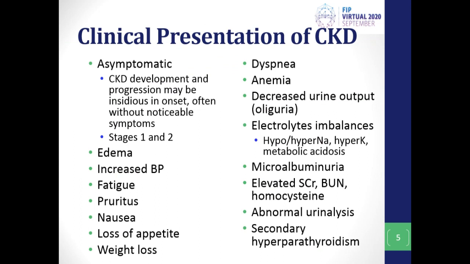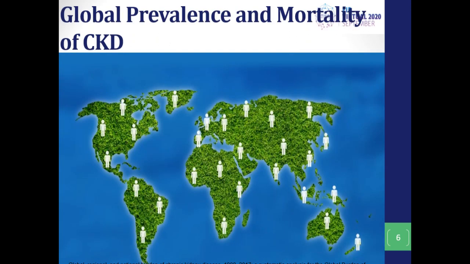Moving to clinical presentation of CKD, early CKD has no symptoms. A person can lose up to 90% of his kidney function without any sign. However, once symptomatic, symptoms may include edema, increased blood pressure, fatigue, pruritus, nausea, loss of appetite, weight loss, dyspnea, anemia, oliguria, in addition to electrolyte abnormalities, microalbuminuria, elevation in serum creatinine and homocysteine, abnormalities in urine analysis, and secondary hyperparathyroidism. What about the prevalence and mortality of CKD?